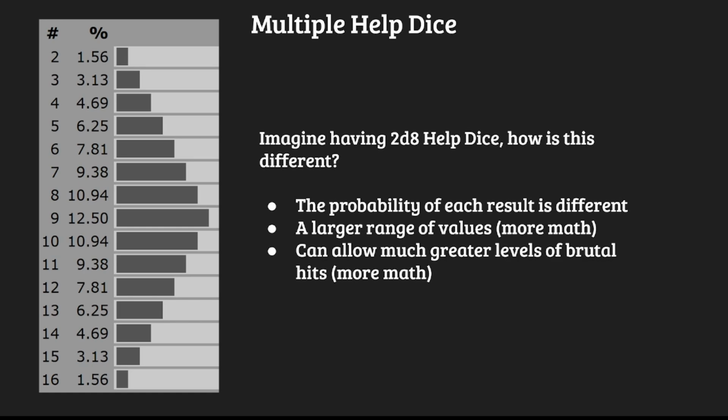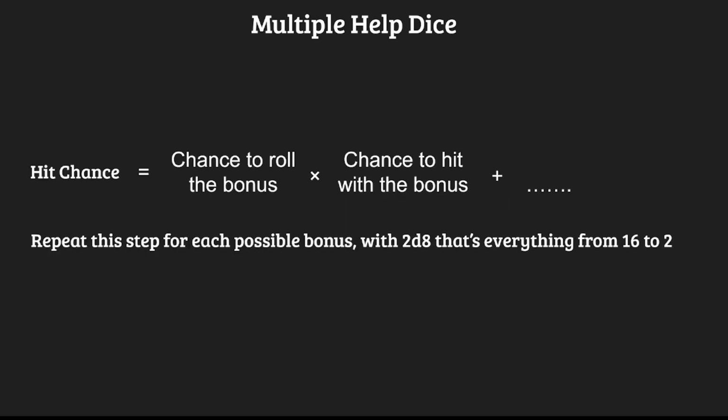So this is the key idea of adding these help die, right? You have to keep in mind that there's these complexities added to the math, but we can think about how this connects to our previous way of talking about it, because basically our hit chance when we're talking about adding help die is the chance to roll that bonus times the chance to hit with that bonus. And we go through and we add that up for each individual possible bonus on the roll, right? So we repeat this for each bonus. For the 2d8, that's everything from 16 to a 2. So it'd be the chance to roll a 16 on the help die times the chance to hit if I got a 16, right? And so in that equation where I have the chance to hit and I'm adding the bonus is a 16, right?